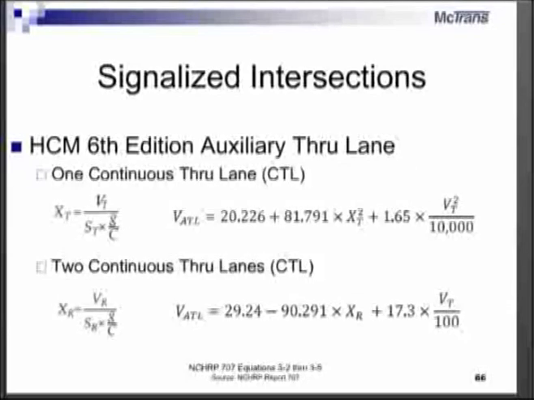So they give you these two equations to estimate the flow rate in the auxiliary through lane and therefore the flow rate in the continuous through lane, and that allows us to compute essentially a lane utilization factor based on the results of either of these two equations.